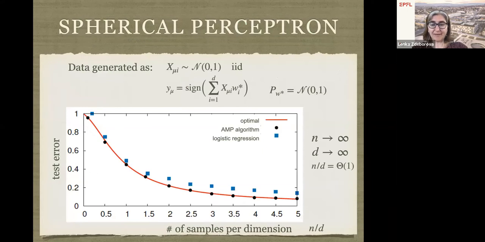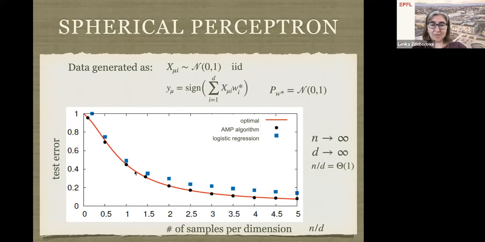And this is what is done here. In the case that we call the spherical perceptron, what is spherical or Gaussian is actually the weights that the teacher is using. So the teacher uses weights that are just Gaussian numbers, zero mean unit variance, and then generates the labels using the sign nonlinearity and this scalar product. The inputs are Gaussian. And what is plotted here is the test error as a function of the number of samples over dimension. The red line is the evaluation of the formula that I gave you before. So you cannot get test error that is better than that.